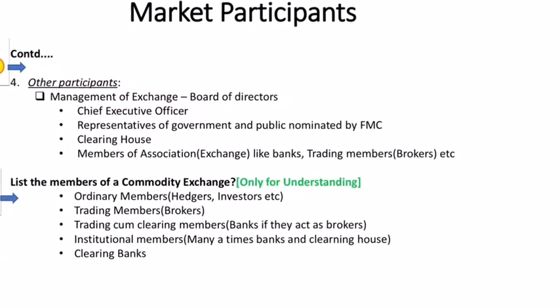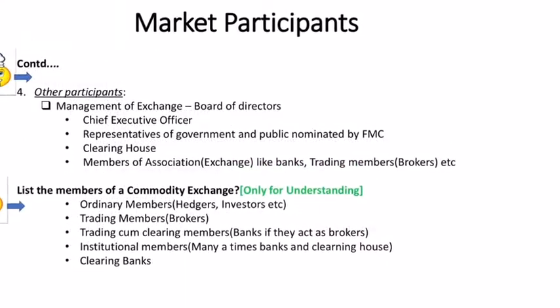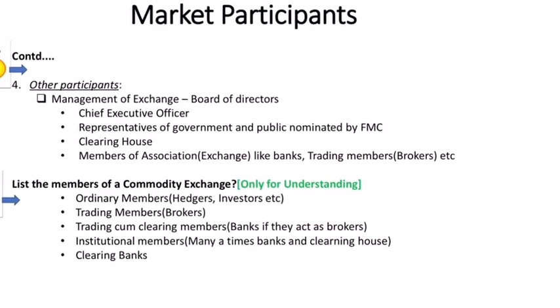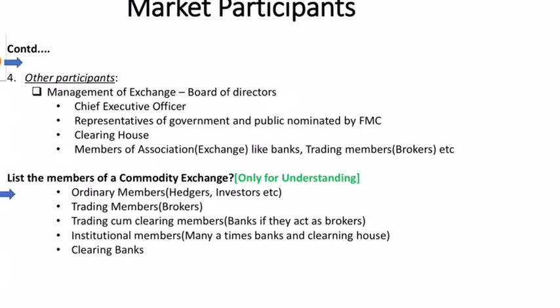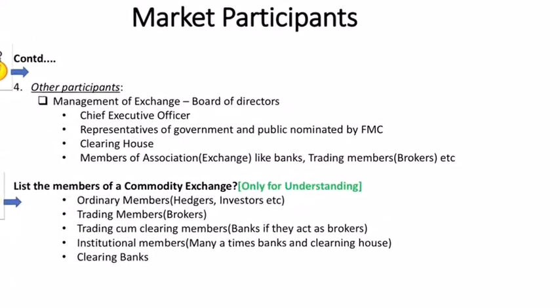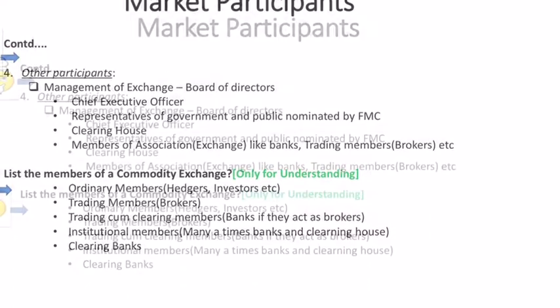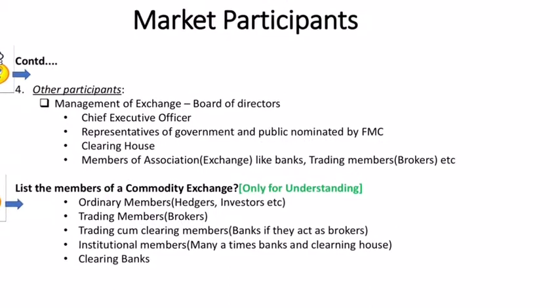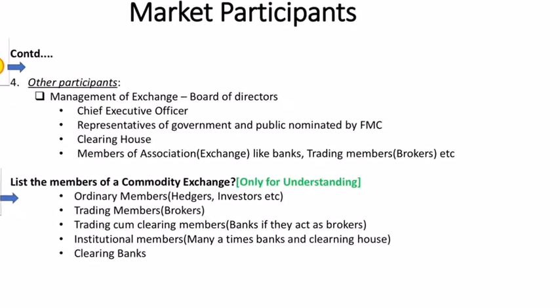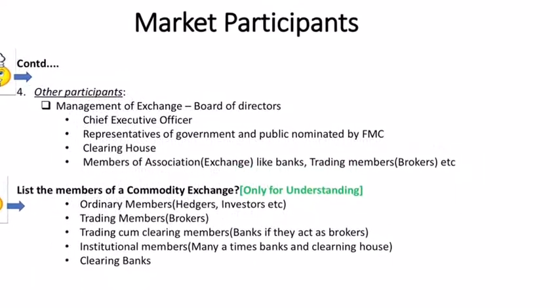You can just go through them. So ordinary members are people like you, me, the investors. Then we have trading members who are the brokers. Then we have the various banks, which do trading and also help in clearing. So we'll talk about the clearing process a little later. Then we have institutional members. Many a times, the clearing houses, the banks, and so on.